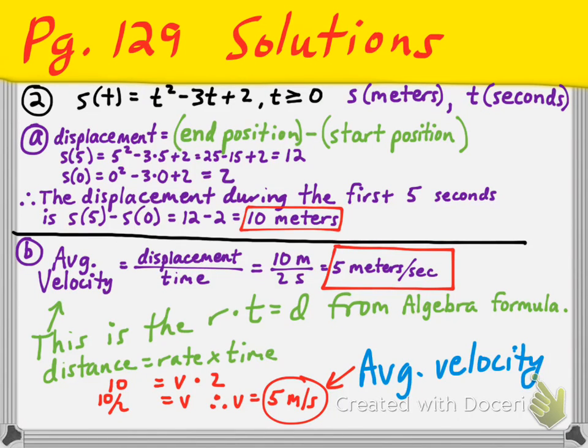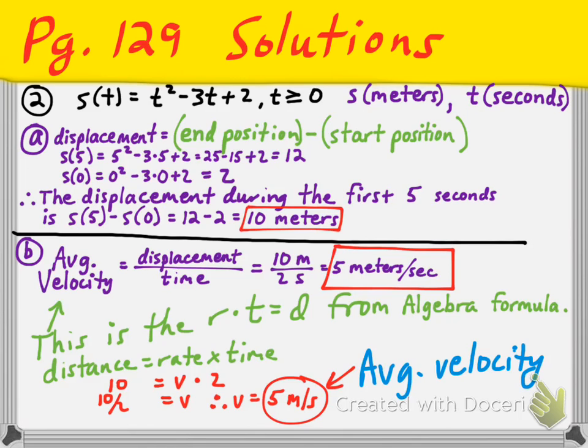So on page 129, some more of the PVA problems: position, velocity, and acceleration. There's one vocabulary term in here that I don't think we've spent much time talking about. The word is displacement. And displacement is just where you end up minus where you start. Kind of like how far away are you from where you started and in what direction.